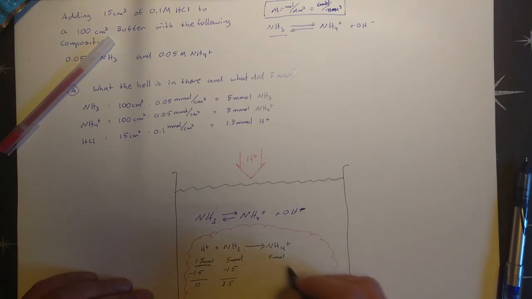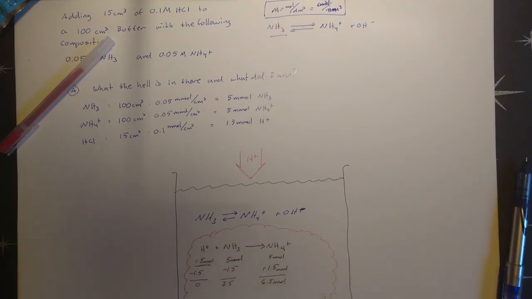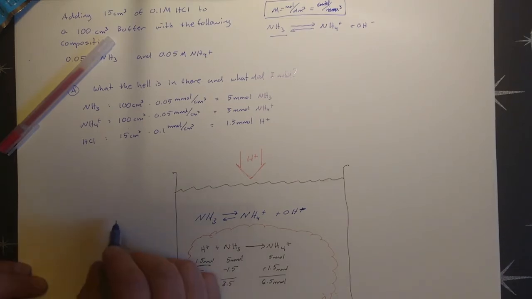And on the other side of the chemical reaction, if you take this away, then you're increasing this. So increase by 1.5 millimoles. This means that this is 6.5 millimoles. So you could say that, if we wanted to label this a little bit, this is the equilibrium that's taking place.